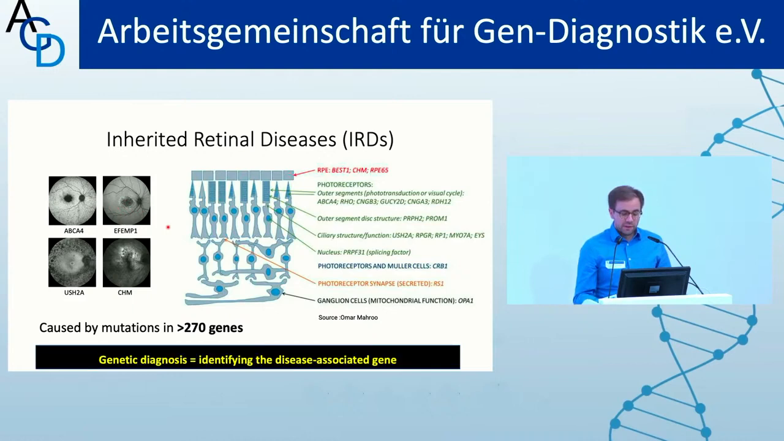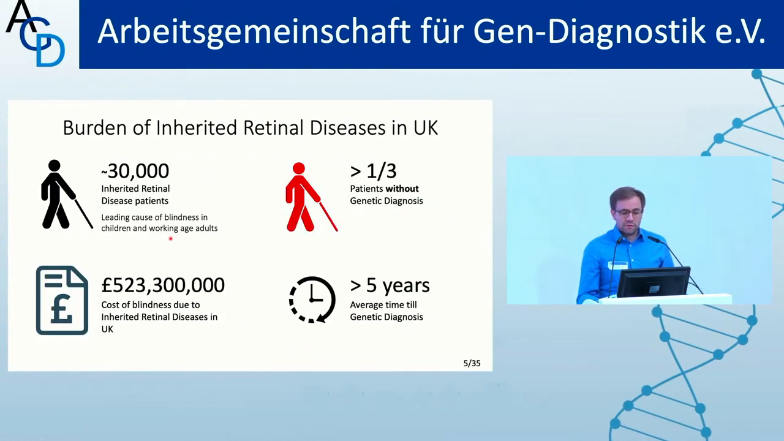So identifying the gene which is associated with the disease is what I will be calling a genetic diagnosis. I haven't got a nice map of the world to show the prevalence of inherited retinal disease all over the world, which would be pretty cool to do. But I just have the numbers for the UK, which is where I've been working. Based on our estimates, we think there's around 30,000 inherited retinal disease patients.